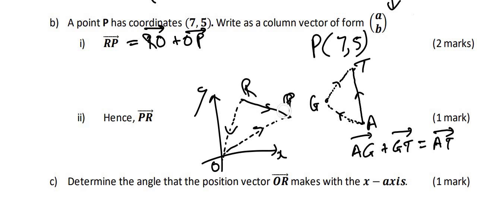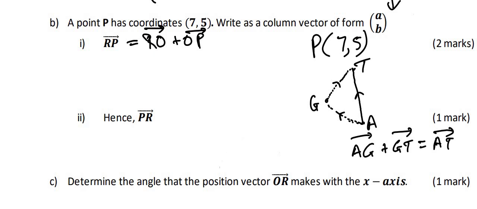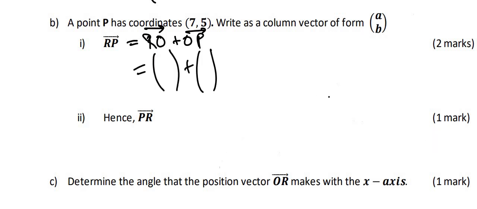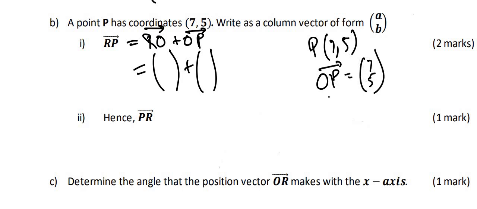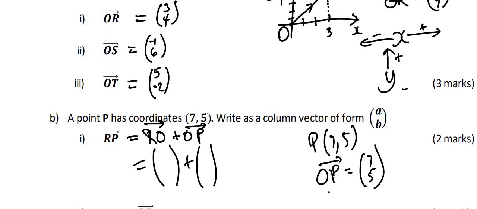So to get from R to P, we use the route R to O, in other words, R to the origin, and then the origin to P. For RO, what will the components be exactly? Remember we said P is 7, 5, and so vector OP will be 7, 5 in the column vector format. So RO, let's go back. Well, OR is 3, 4. So RO will be the negative of those. Same numbers, 3 and 4, but just opposite signs. And OP will be 7, 5, as we discovered.